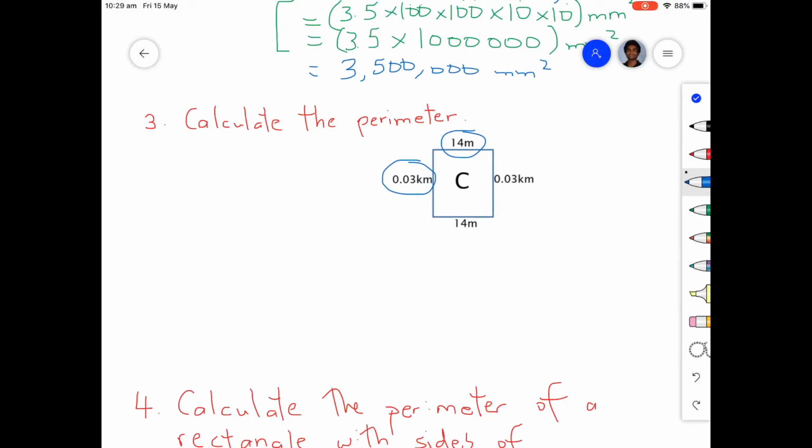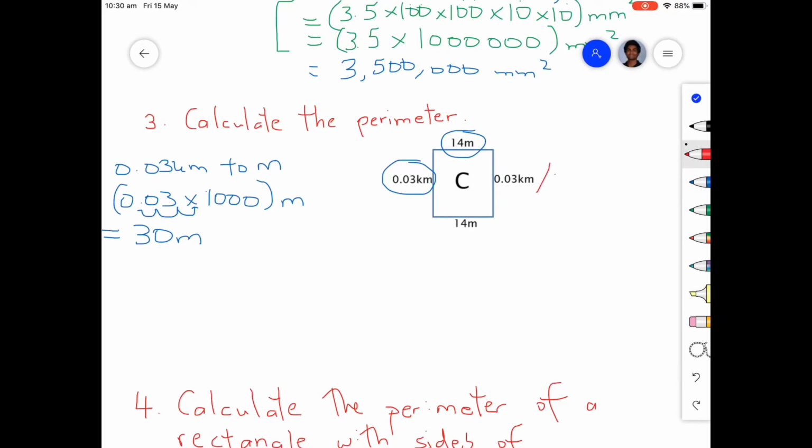Now using our flowchart from before, to convert 0.03 kilometers into meters, we need to multiply by 1,000. And when we multiply by 1,000, we're moving our decimal point 3 places to the right, and so our final answer will be 30 meters. So I'm going to update my diagram now with 30 meters. So now that our length and width both have the same units, we can calculate the perimeter.